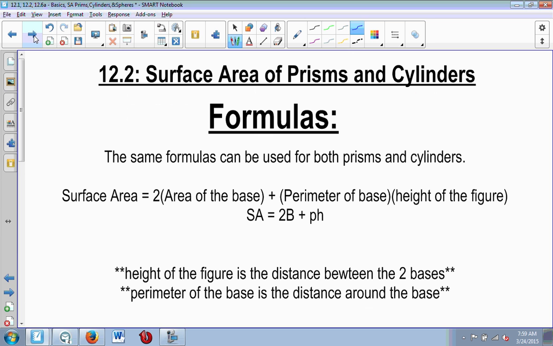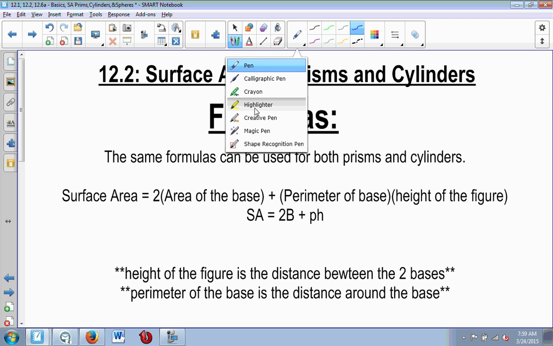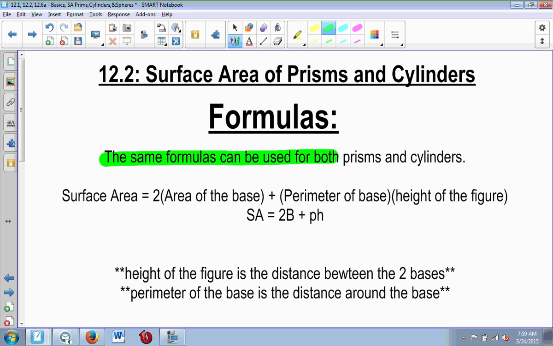So now this should be the formula, or the sheet that I gave you in class. There's one formula for any two-based figure. The same formula can be used for both prisms and for cylinders. That formula is right here: surface area equals 2B plus Ph.